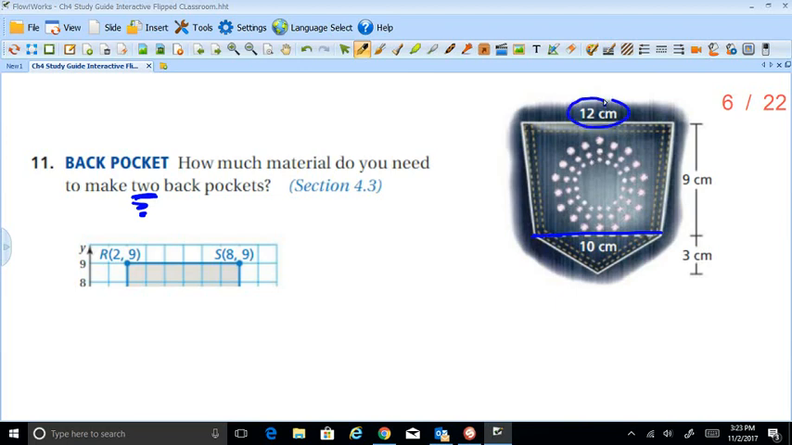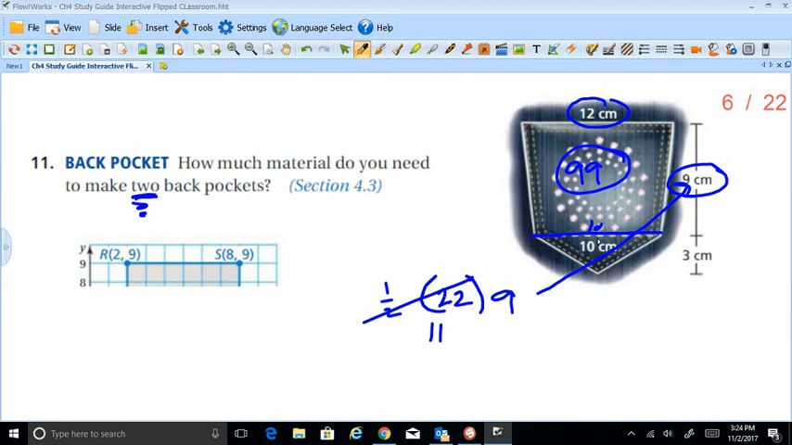Base 1 and base 2, 12, and this is of course the 10, so they tell us right here. So 12 plus 10 is 22, times a half, which leaves us with 11, times the height, which is 9. And you can see I got the height from right there. So 11 times 9 is 99. So the trapezoid portion is 99 square centimeters.